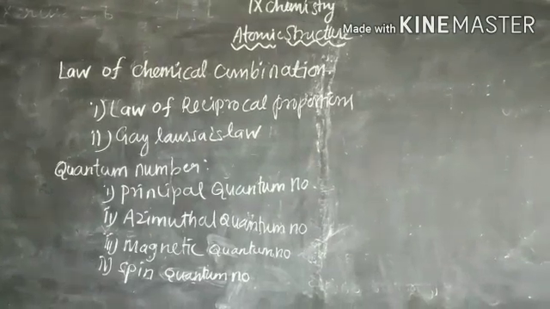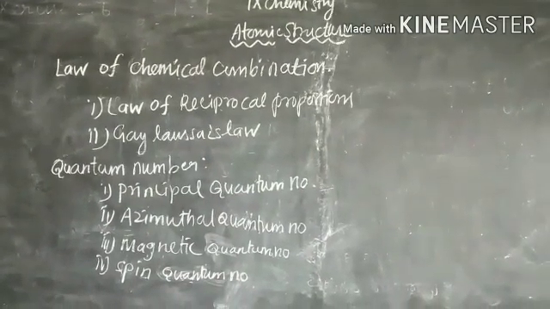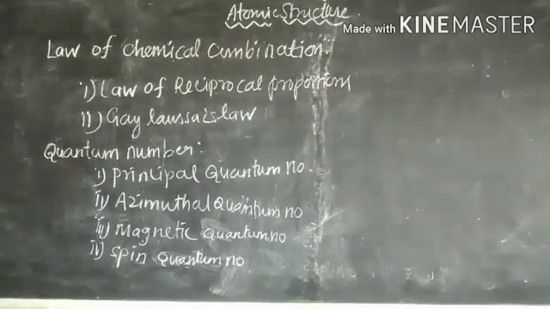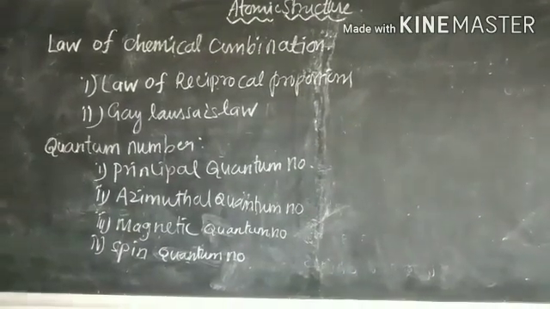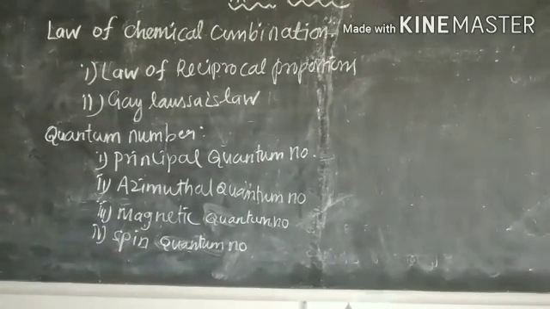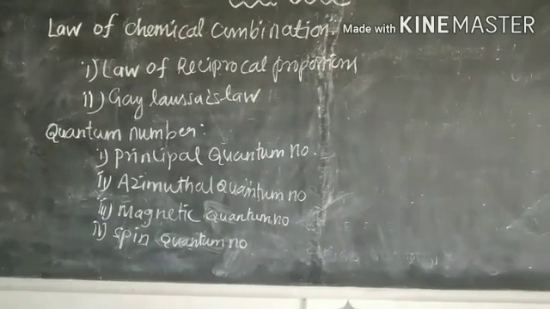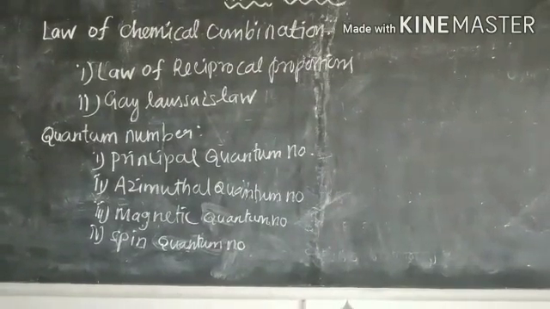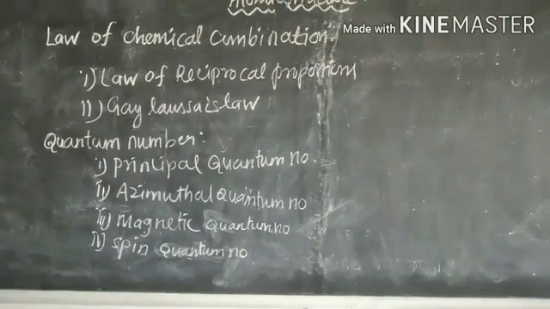Namaste children, today you will learn about the remaining laws of chemical combination, that means the law of reciprocal proportions and Gay-Lussac's law, and also you will learn what a quantum number is, its classification and the different notations of quantum number. Are you ready to see the video?